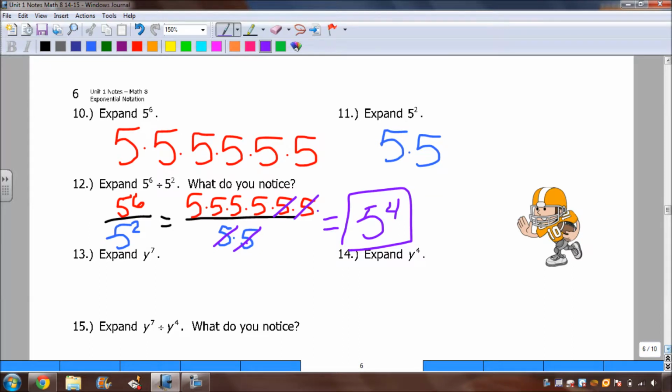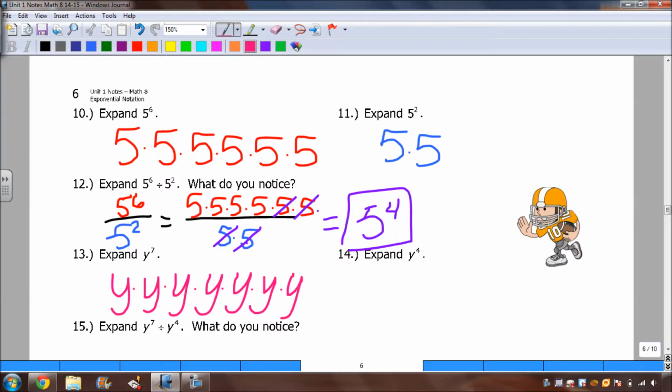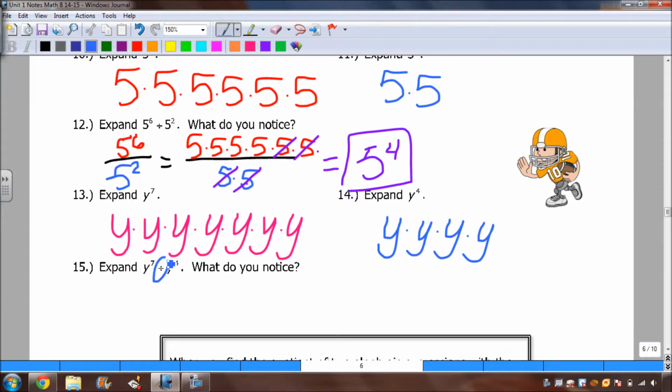So expand y to the 7th power. So that means I'm going to have y multiplied by itself 7 times. 1, 2, 3, 4, 5, 6, 7. And then I'm going to have y to the 4th being multiplied by itself 4 times. So when it asks me to divide the 2 right here, I'm going to write it out as 7 y's on top and 4 y's on the bottom.